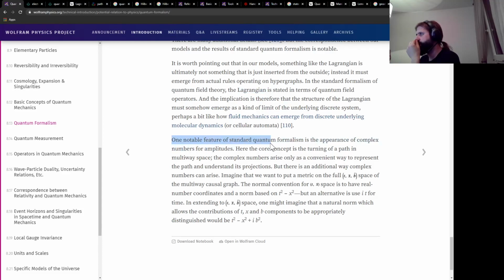One feature of the standard formalism is the appearance of complex numbers for amplitudes. Yeah, indeed. Here the core concept is the turning of a path in multi-way space. The complex numbers arise only as a convenient way to represent the path and understand its projections, but there is an additional way complex numbers can arise, which is a metric on the full space of the graph. Okay, so this is, yeah.